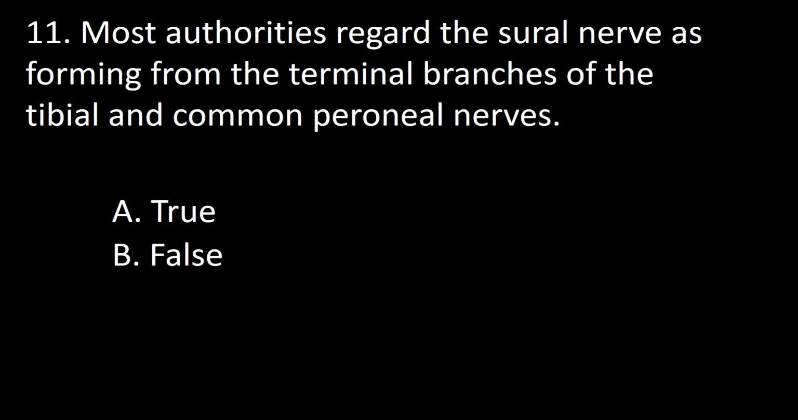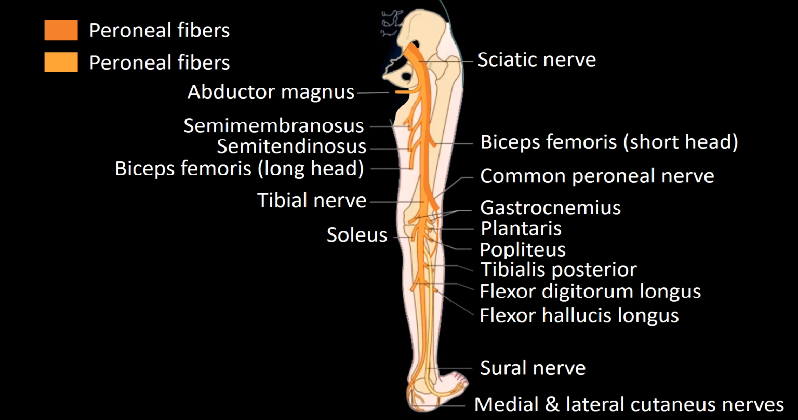Most authorities regard the sural nerve as forming from the terminal branches of the tibial and common peroneal nerves. A true, B false. This is the same illustration you saw before. I'd like to call your attention to the sural nerve. The sural nerve in most instances is formed by a sensory branch of the common peroneal nerve and a sensory branch from the tibial nerve.